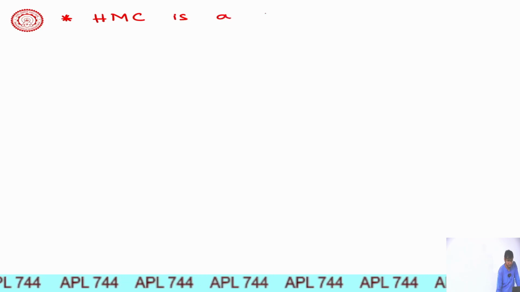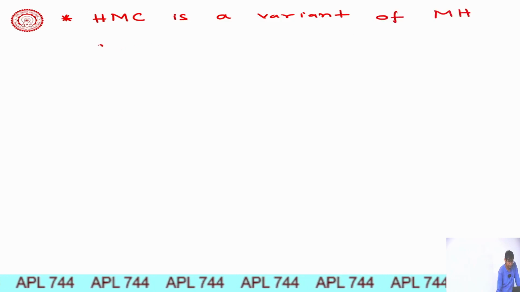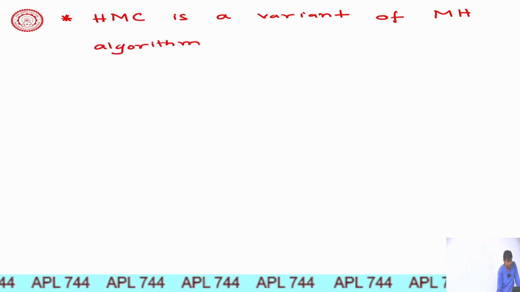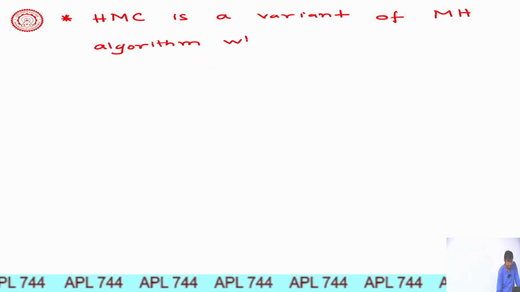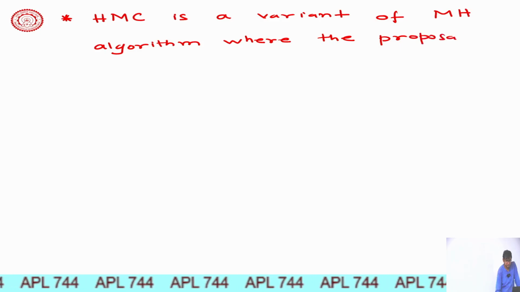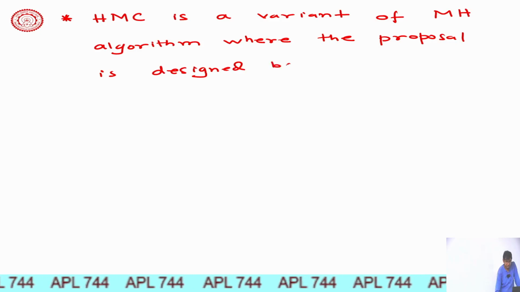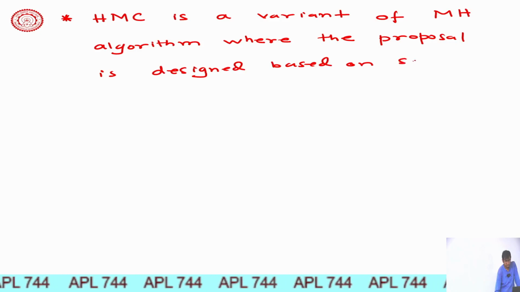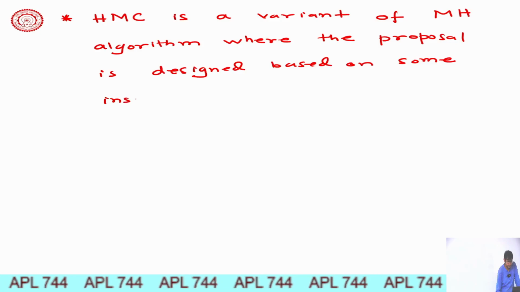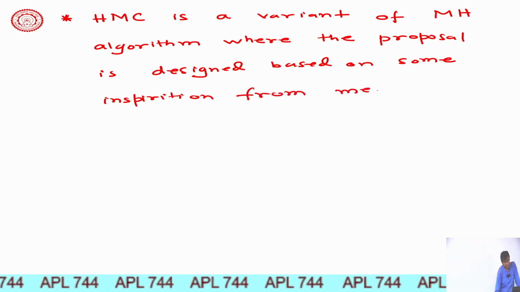HMC stands for Hamiltonian Monte Carlo. It is a variant of the Metropolis-Hastings algorithm where the proposal is designed based on some inspiration from physics or mechanics.